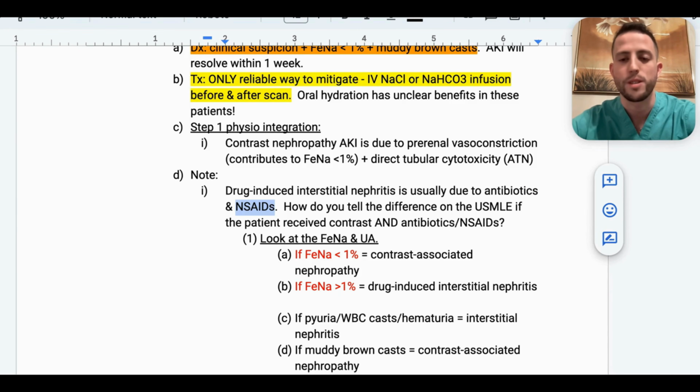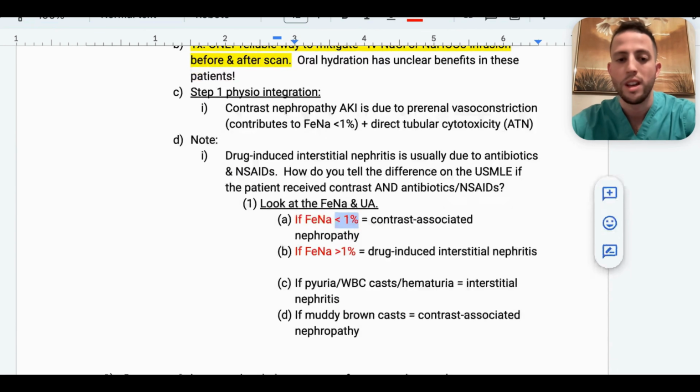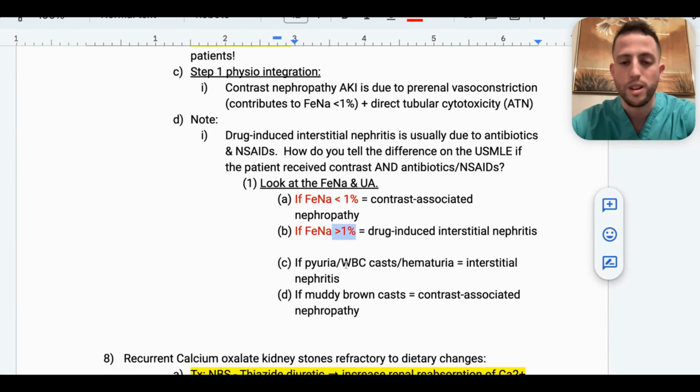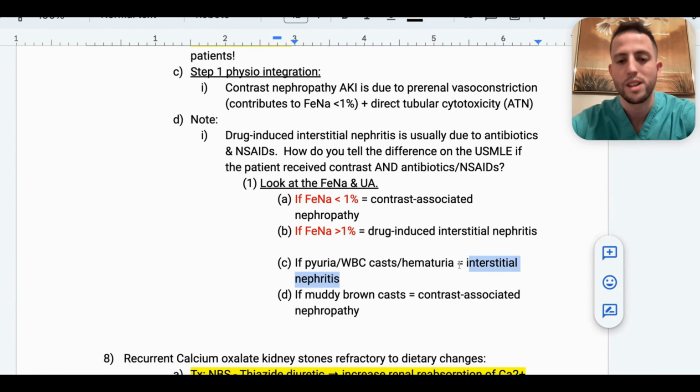So how do you tell a difference on the USMLE if a patient received contrast and antibiotics or NSAIDs recently? So you look at the FENA and the UA. If the FENA is less than 1%, it's contrast-associated nephropathy. If the FENA is over 1%, it's drug-induced interstitial nephritis. If there's pyuria, white blood cell casts, or hematuria, you're thinking interstitial nephritis. And if there's muddy brown casts, you're thinking contrast-associated nephropathy.